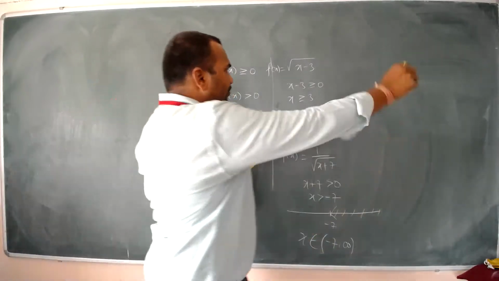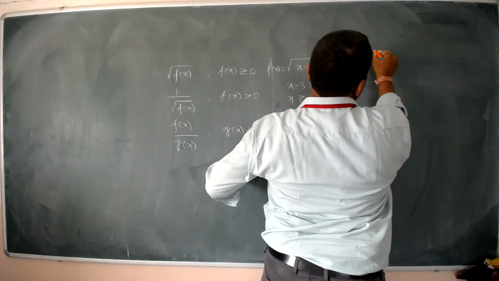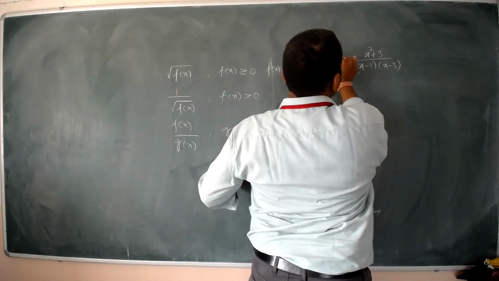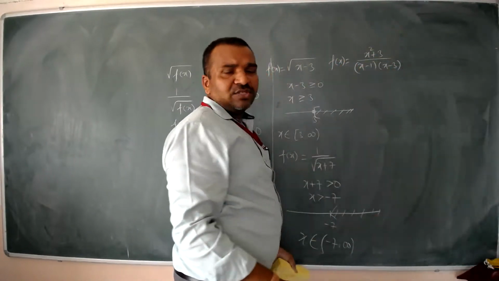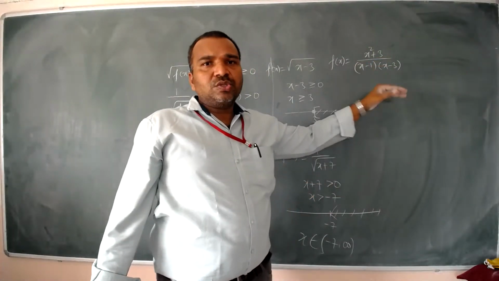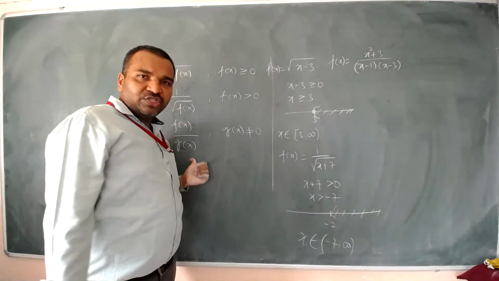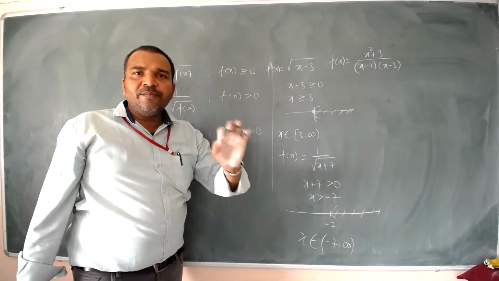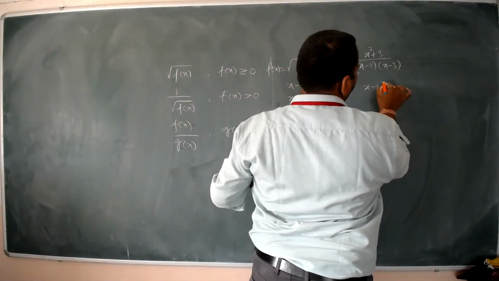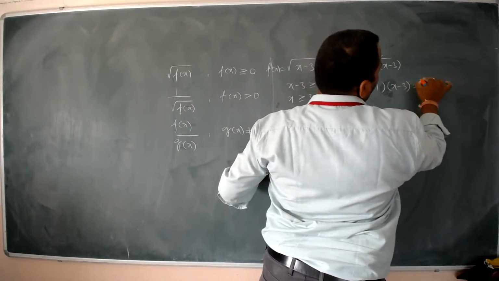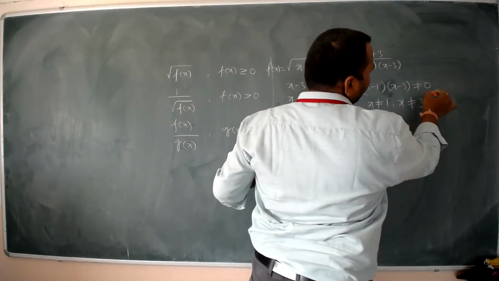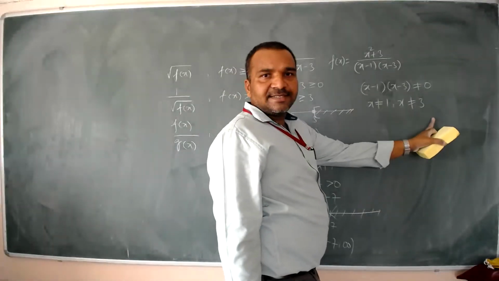That is the domain. If the problem is like this, f of x equal to x square plus 3 by x minus 1 into x minus 3, what is the domain of this function? It is in the form of f by g, something by something. So two functions are there, like this, f of x by g of x. In this case, the denominator should not be 0. Correct? Now, x minus 1 into x minus 3 is not equal to 0. So x is not equal to 1, x is not equal to 3.